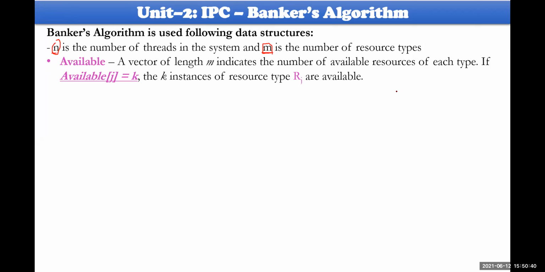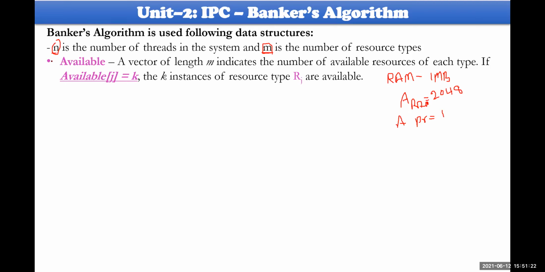For example, let us consider random access memory. Suppose 2 GB of RAM is there with you. Let us consider each 1 MB as one unit. 2 GB means 2048 MB, so available RAM will be equal to 2048. That is the meaning here. If only a single printer is there with you, then available printer will be equal to 1. That is the meaning of this data structure.